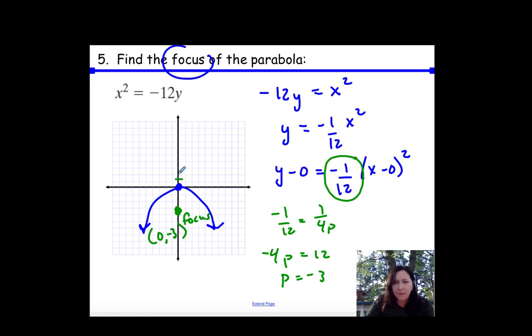At the same time, if I were to go up 3, and this would be y equals 3, I would have the equation for my directrix, because p, which is this distance here, is 3. That same distance from my vertex to my focus is the same as my vertex to my directrix.